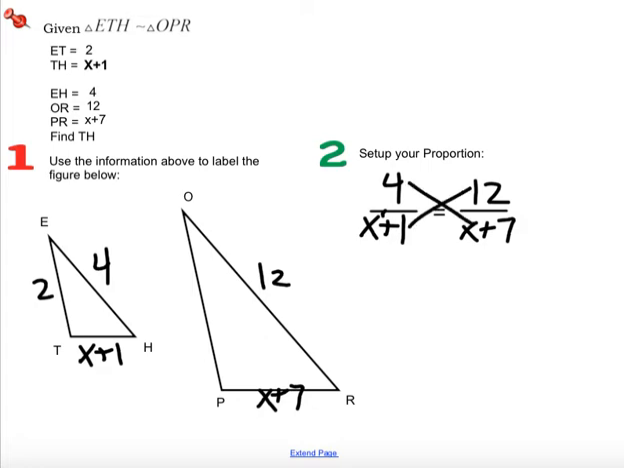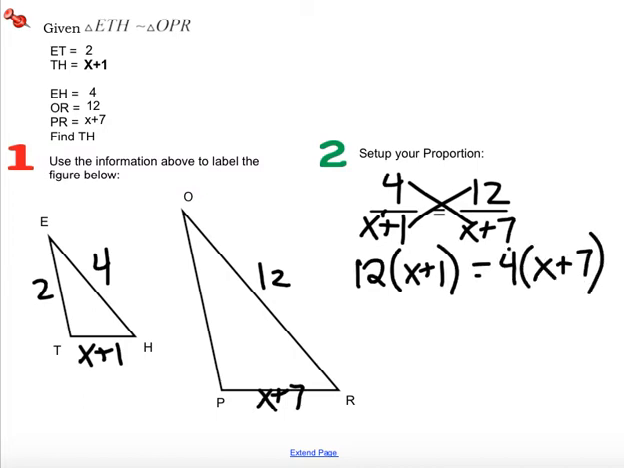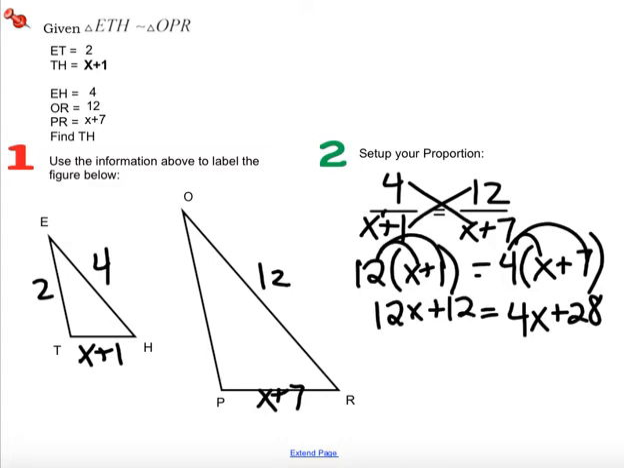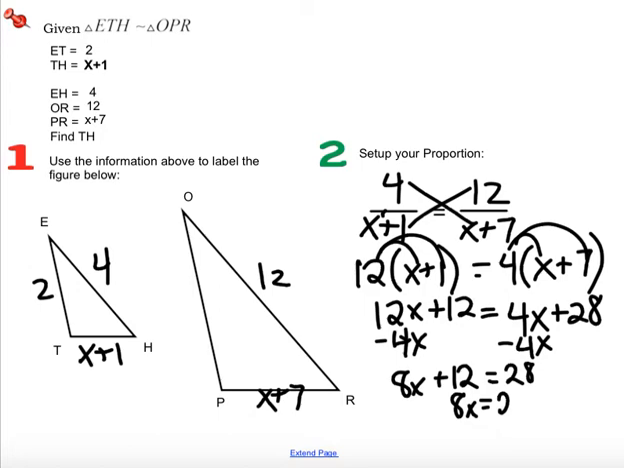And I need to cross multiply. So I end up with 12 times the quantity x plus 1 and 4 times the quantity x plus 7. So I need to distribute in both of these cases to get 4x plus 28 is equal to 12x plus 12. And I need to get my x's on the same side. And I get 8x plus 12 equals 28. I'll subtract 12 and get 8x is equal to 16. So x is equal to 2.